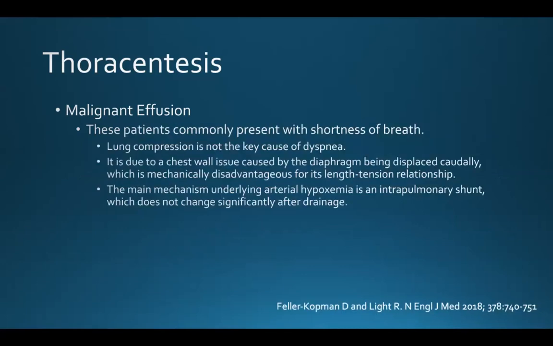These patients commonly present with shortness of breath, but lung compression is not the cause of this. Rather, it's due to a chest wall issue caused by the diaphragm being displaced caudally, which is mechanically disadvantageous for its length-tension relationship. The main mechanism underlying arterial hypoxemia is an intrapulmonary shunt, which doesn't change significantly after drainage.